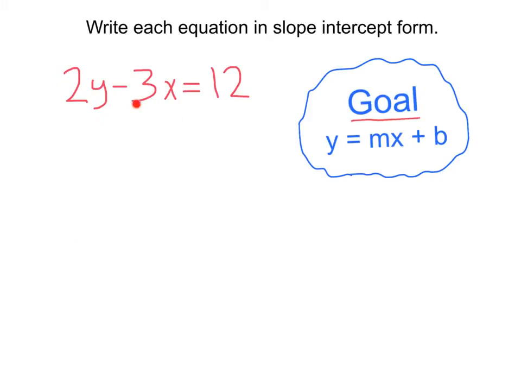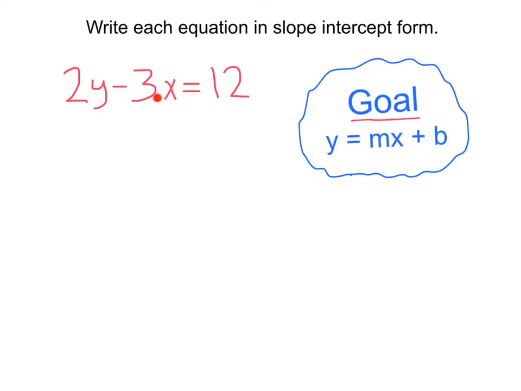Alright, go ahead and brace yourself. This one's a little bit tricky, but not too bad. But it's really going to be important for you to get this. So here we've got 2y minus 3x equals 12. Again, we want y equals mx plus b. This time we've got a coefficient, a number next to the y term. We'll continue just like we did before.